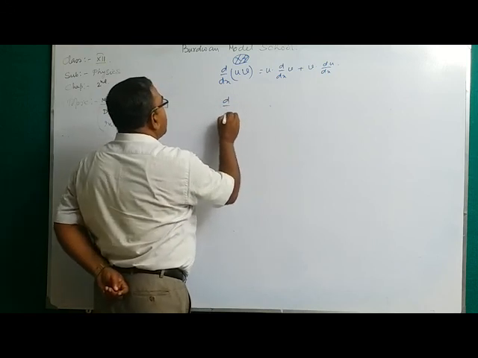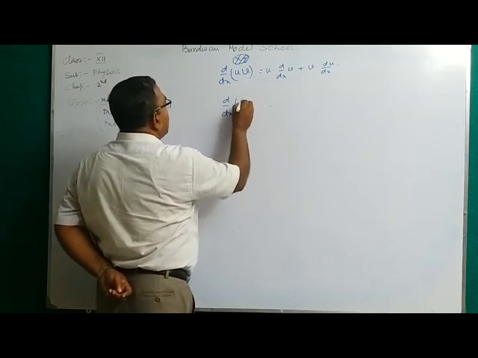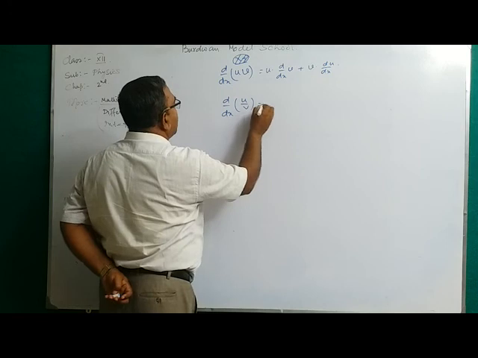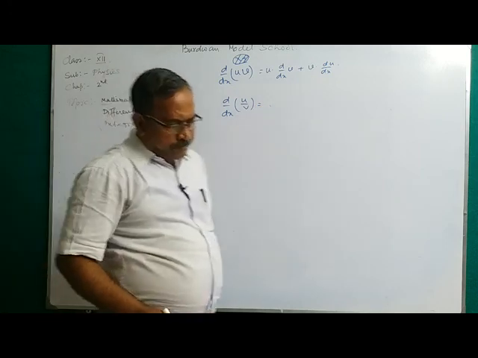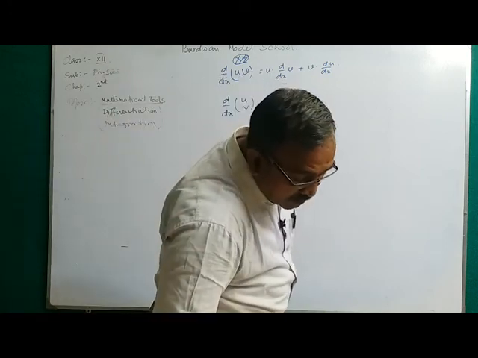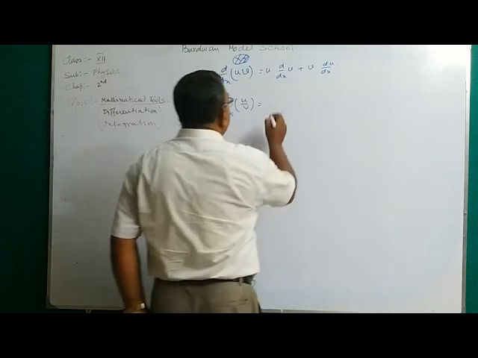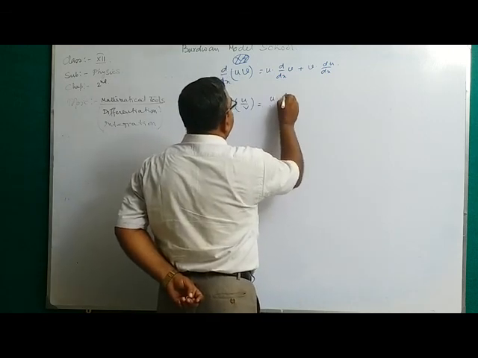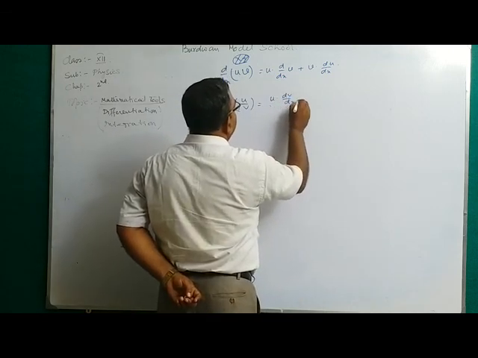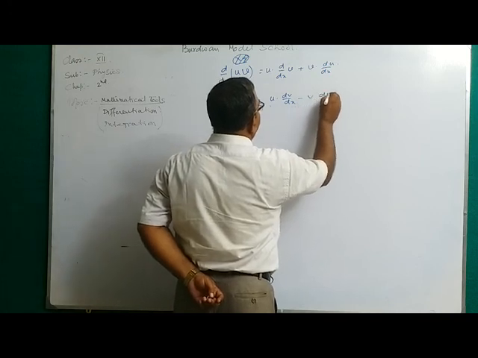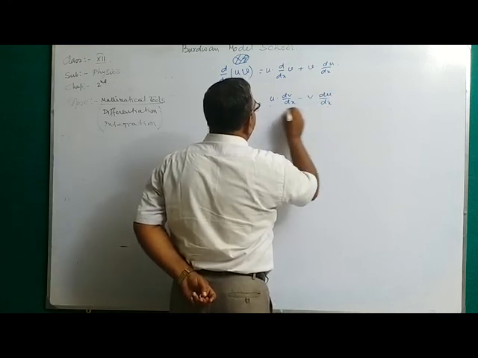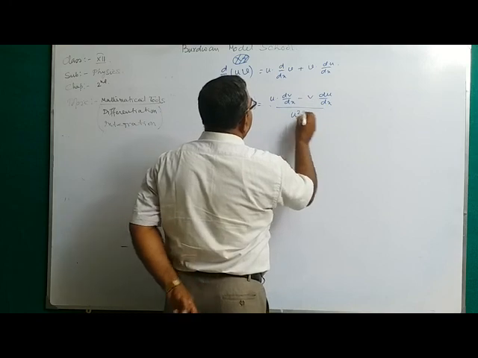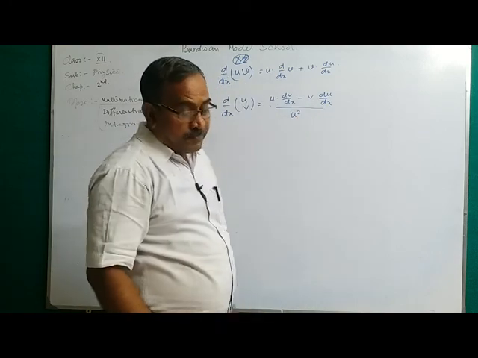Suppose you consider d dx of u by v. What will be its value? Second function times derivative of the first minus first function times derivative of the second, by v square. Okay?